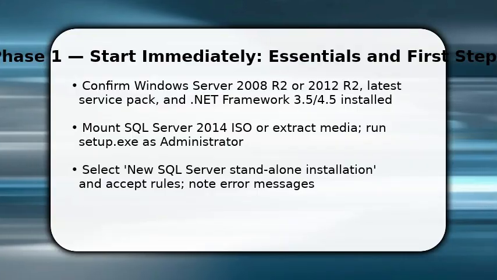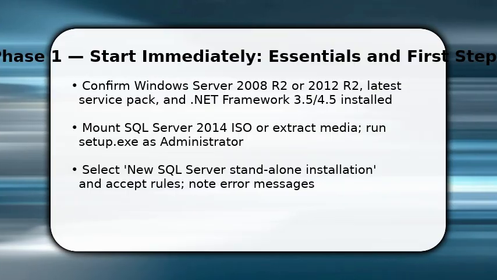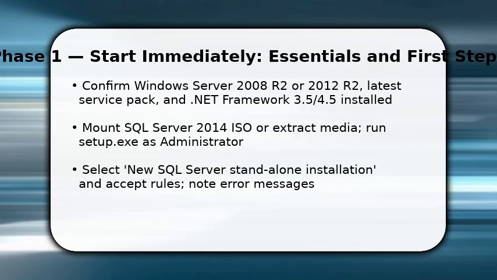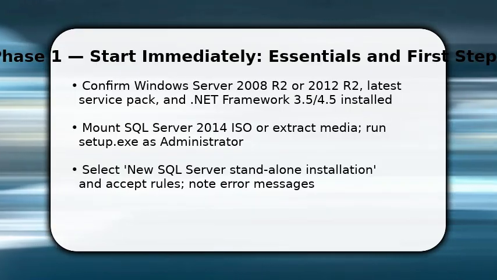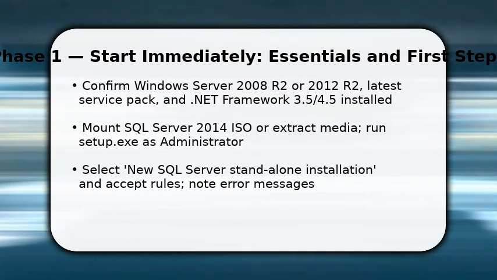You begin by validating prerequisites: Windows version, service pack, and .NET. This prevents install time failures. Once done, mount the SQL Server 2014 ISO and run setup.exe elevated because user rights control service registration. Make sure the setup support rules pass. Fix any blocking items, then choose New SQL Server Standalone Installation. This first action opens the installer workflow and creates the basis for feature selection. So proceed now, without skipping the rules step.